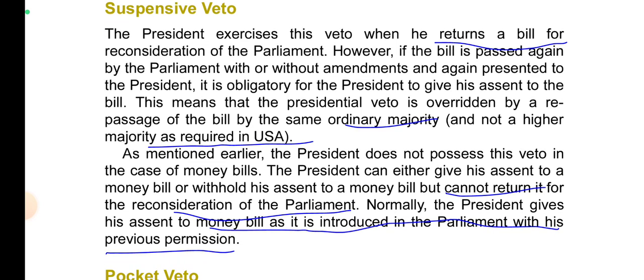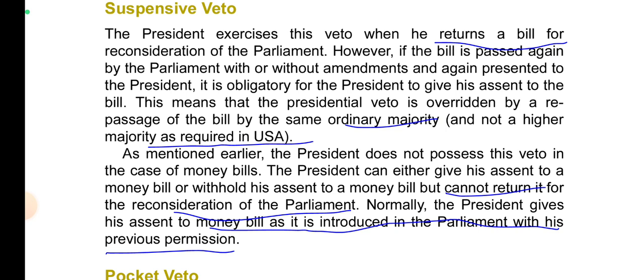Suspensive veto. The President exercises this veto when he returns a bill for the consideration of the Parliament. However, if the bill is passed again by the Parliament with or without amendments and again presented to the President, it is obligatory for the President to give his assent to the bill. This means that the presidential veto is overridden by a repassage of the bill by the same ordinary majority and not a higher majority as required in the USA.